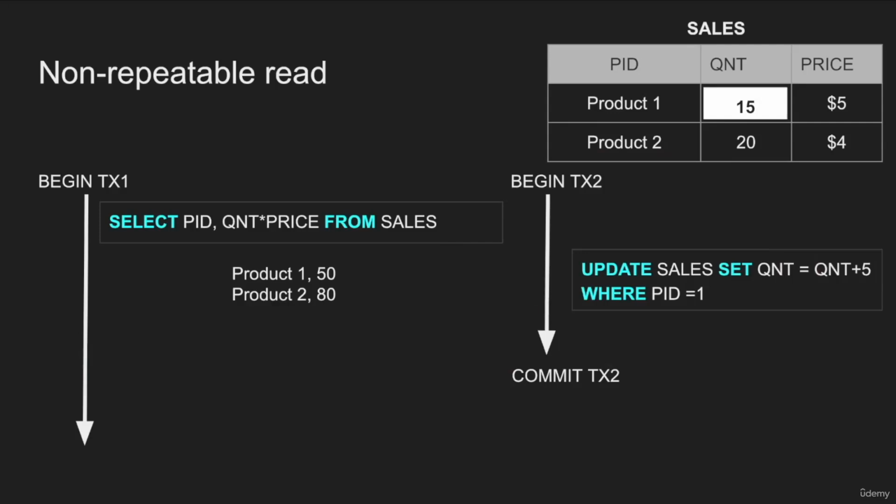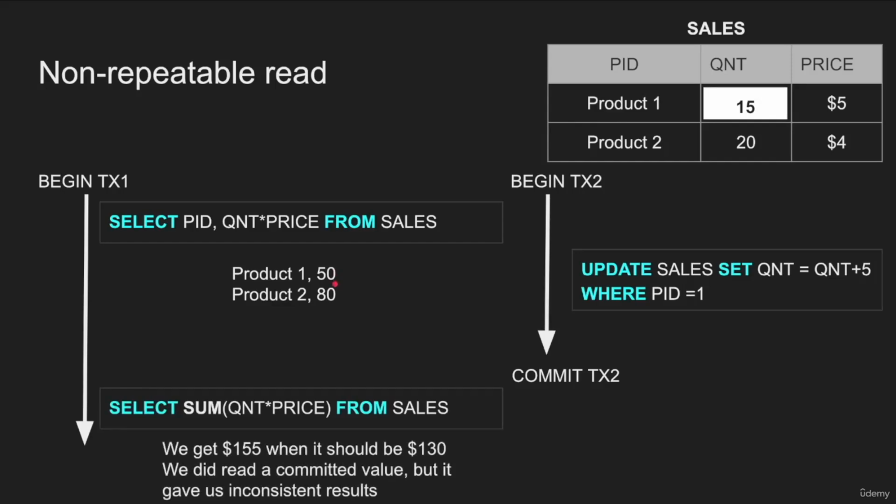This is an actual valid write and valid read. So the value is actually 15, but we read the value prior to that change. So now, what should we do? Now I do a sum count price from sales, and guess what we're going to do? We're going to get the exact same wrong result. We get 155 when it should have been 130, right?